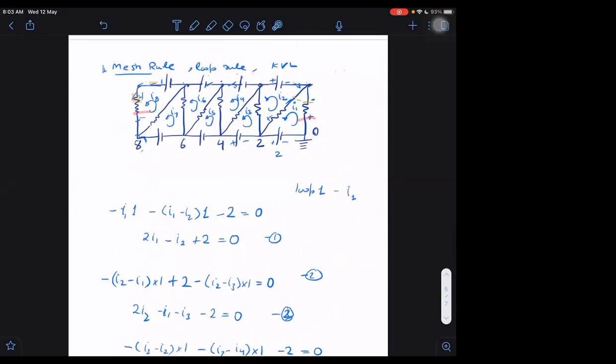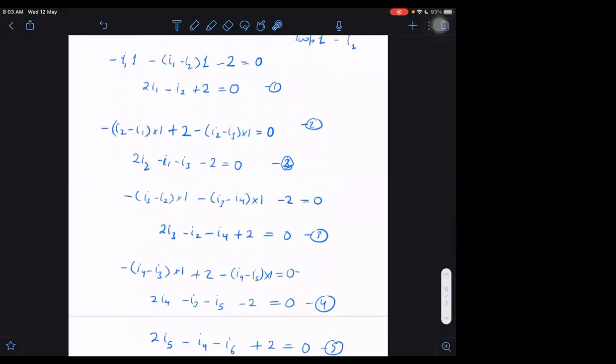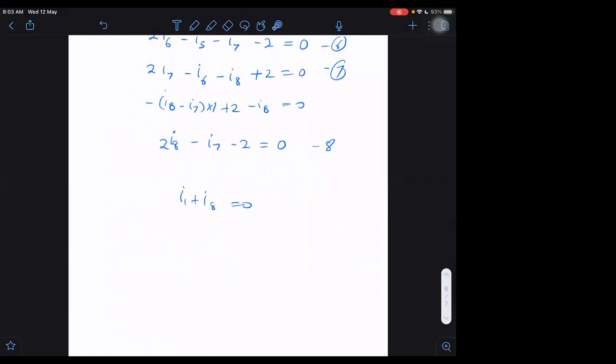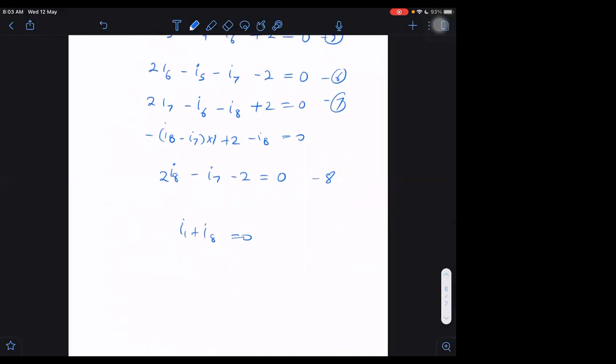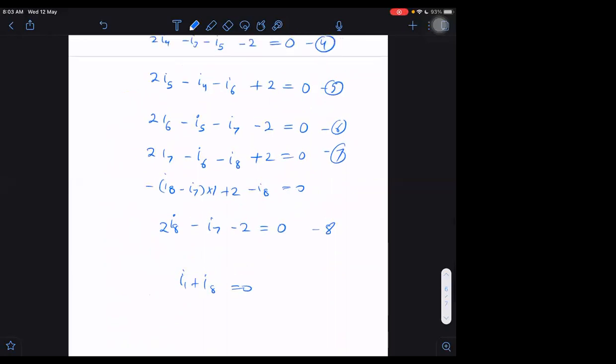I1 plus I8 is equal to 0. Then I1 is equal to minus I8. One equation we got. Then we can now replace I8 by minus I1. We can do that. What next? Again, we are still not getting any answer. We are just getting an equation in terms of I1 and I8. What next?